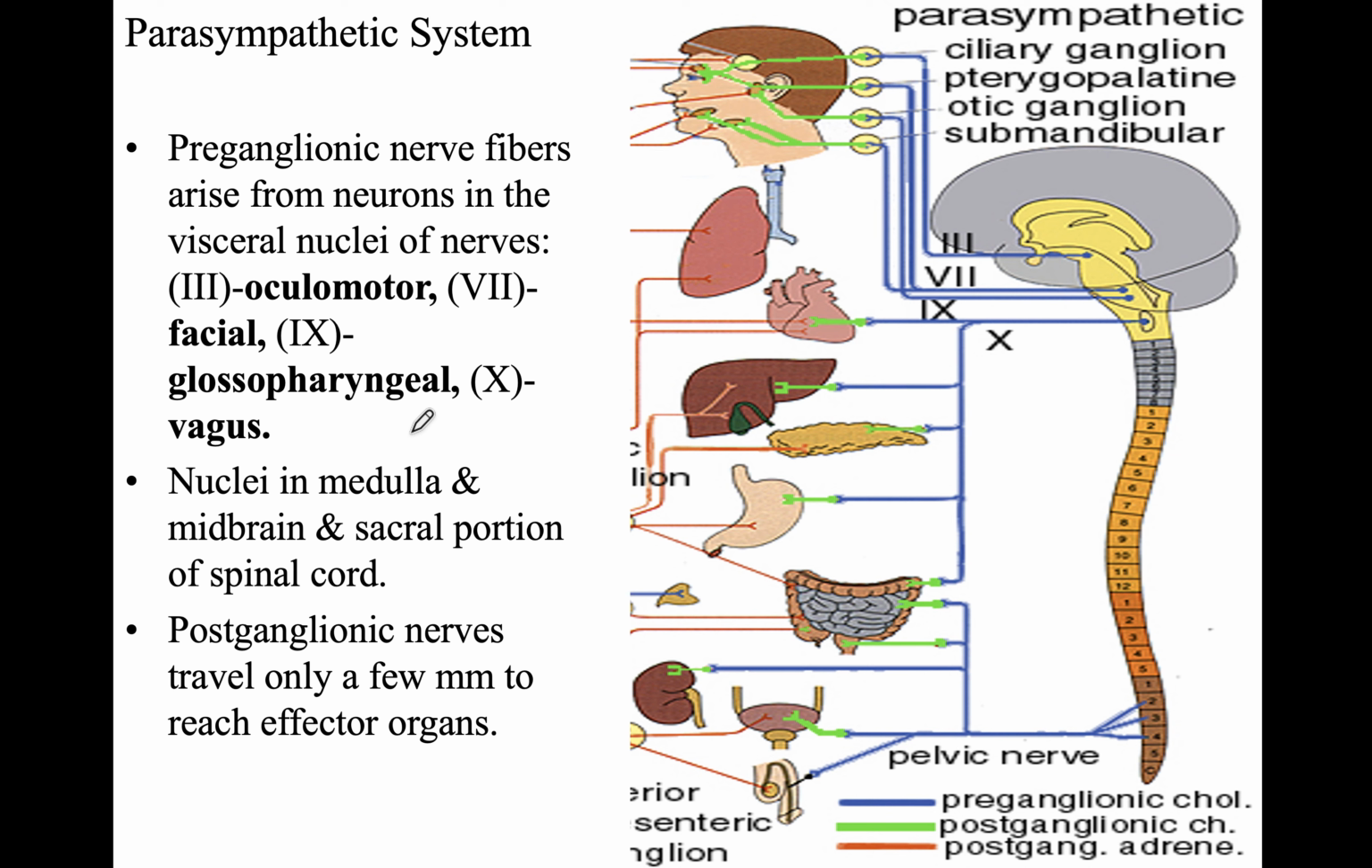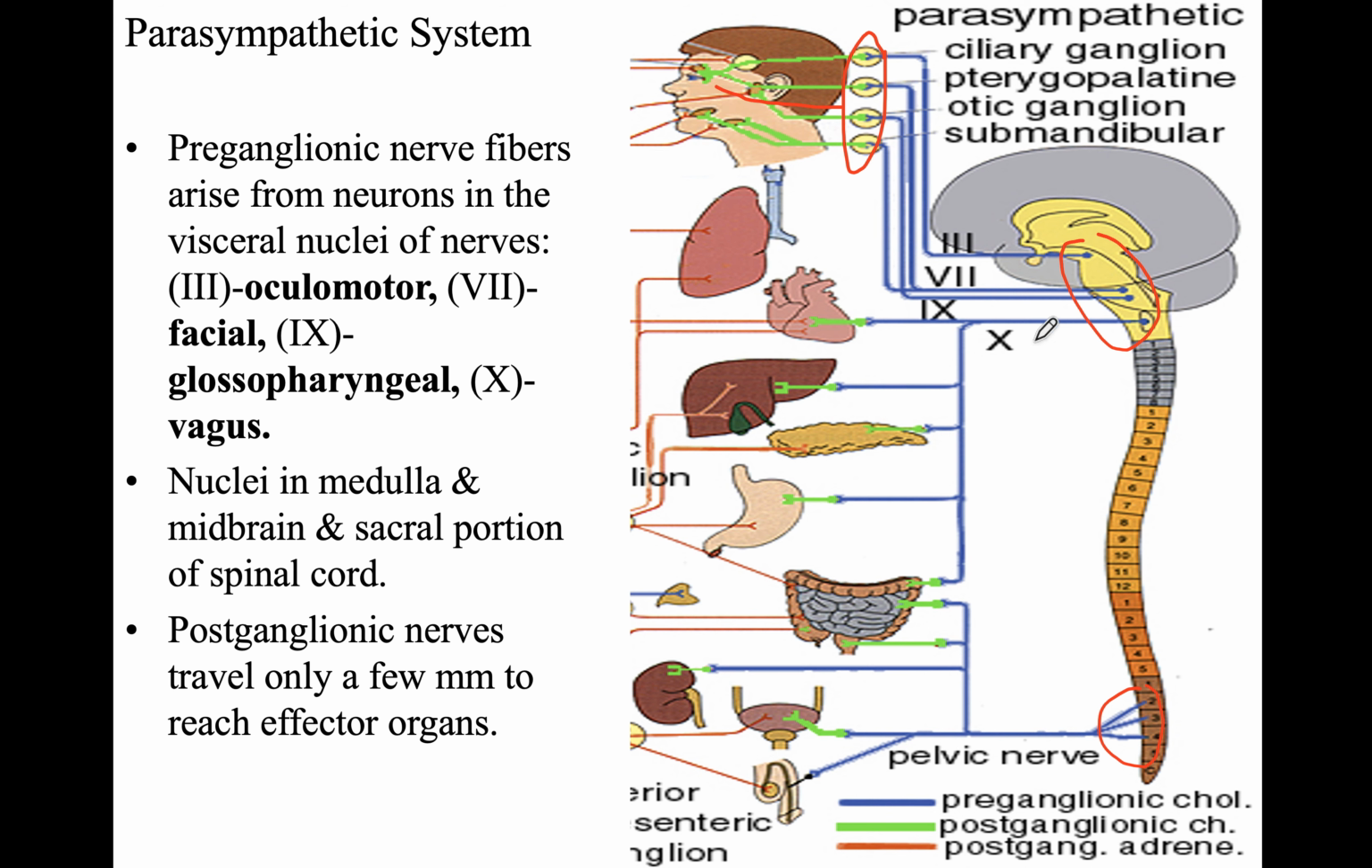The second part of the autonomic nervous system, which is the parasympathetic, again consists of two nerves. We have the preganglionic nerve here. One starts from this region here, and the second one here, and then we have the postganglionic nerve. This is the neuronal cell body of the second neuron, and this is the postganglionic nerve.